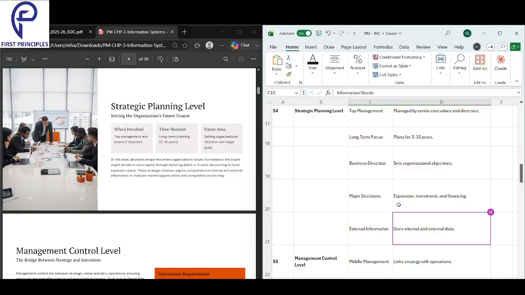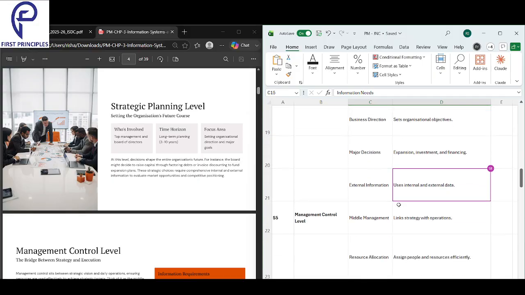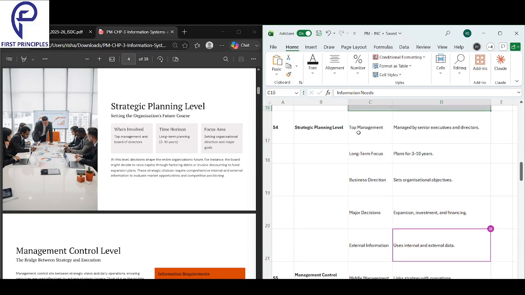Next, long-term focus. It plans for 3 to 10 years. We just discussed it's a long-term focus. Next, business decisions. It sets organizational objectives. The main job is to set the objective of the organization. It doesn't do the work, it just sets the objective: we're going to do this. Major decisions, all the major decisions are taken by this level. And external information: it uses internal data and external data also. Nothing complicated about this.